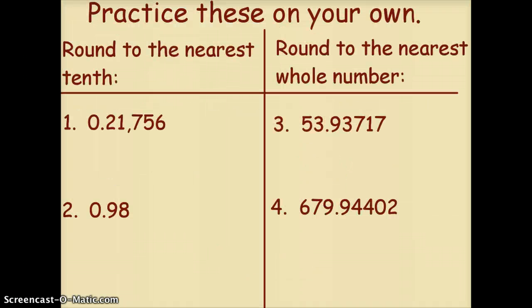I have a couple for you to try on your own. Here's some decimals. I'd like you to round this decimal to the nearest tenth. Then round this decimal to the nearest tenth. For these two decimals, please round them to the nearest whole number. Please pause the video and give this a try. Use the exact same steps that we did when we rounded whole numbers.